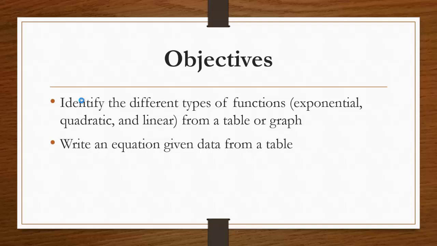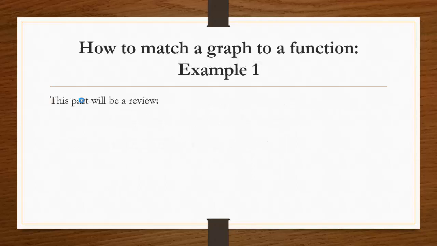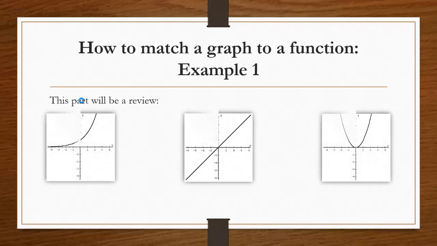To identify the different types of functions, exponential, quadratic, and linear, from a table or graph, and to write an equation given data from a table. Okay, so two objectives, and one of which you pretty much already should know, and that's this one, how to match a graph to a function. This part is a review. So given these three graphs here, okay, which one's exponential, which one's linear, which one's quadratic?